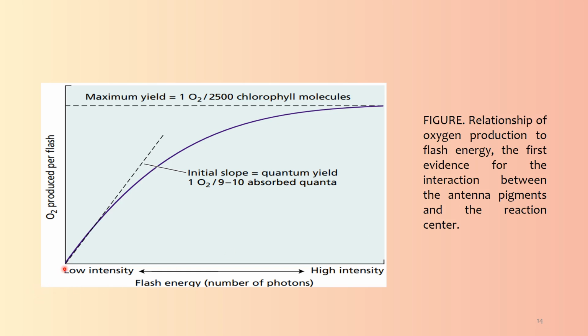Here you can see at low intensity, as the light energy increases, the evolution of oxygen also increases, but with the passage of time a stage arrives where higher intensity of light will not contribute to an increase in the production of oxygen. Here you can see the system has been saturated and no further change can contribute to the increase in oxygen evolution.